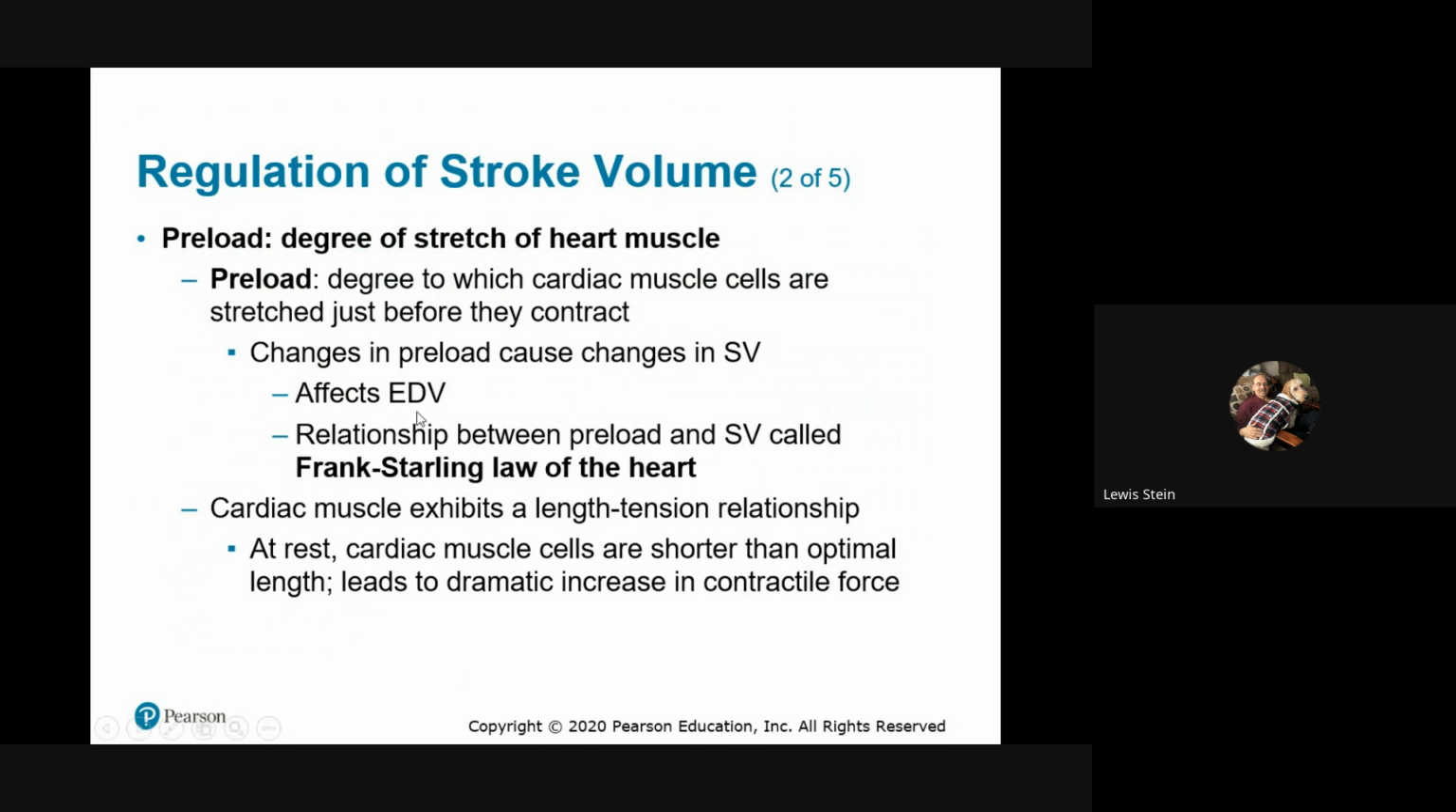It affects that end diastolic volume. That's the whole, we call it the Frank Starling. It's a relationship between loading and stroke volume, that length tension relationship. It's all about keeping it repetitive and optimal. You shouldn't have to think about it. It's the time to not think about it.